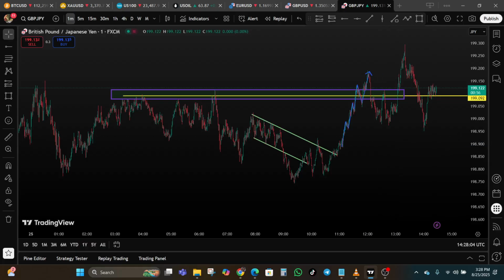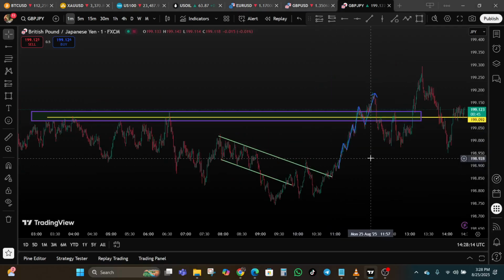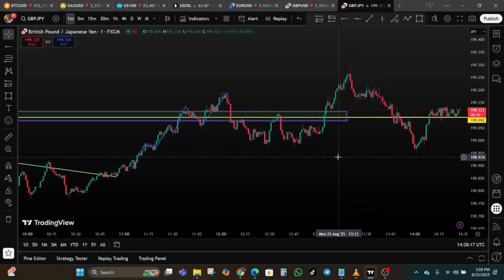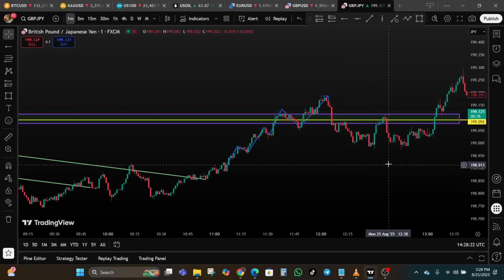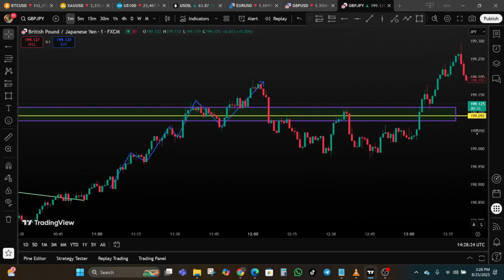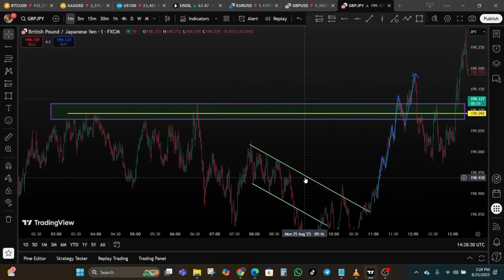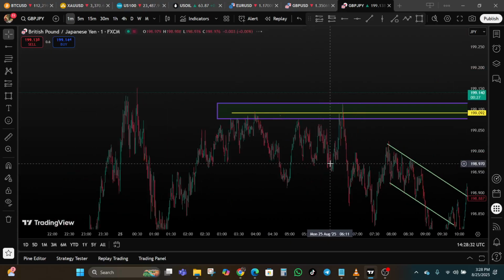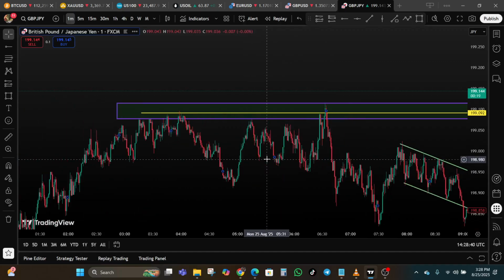Now let us look at entries and confirmations. On the 1 minute chart, you never want to enter blindly. You should wait for confirmation signals like rejection wicks, engulfing candles, or a small break in structure, before committing. This keeps your trades planned rather than impulsive.